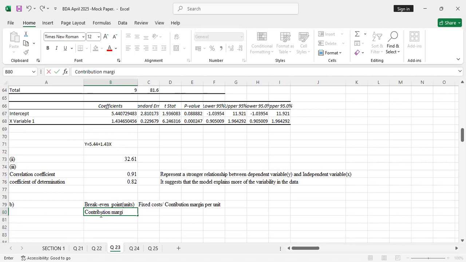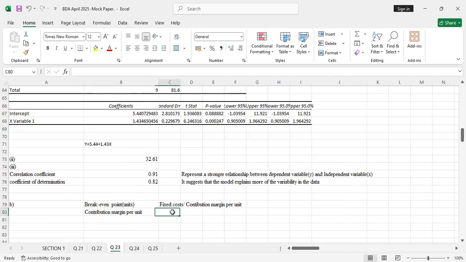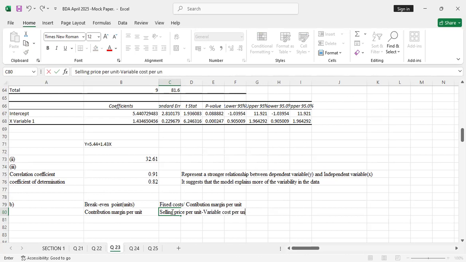Contribution margin per unit. So what is the contribution margin per unit? The contribution margin per unit is always the selling price per unit minus the variable cost per unit. Let me write it: selling price per unit minus variable cost per unit.